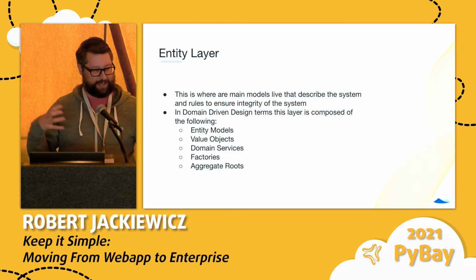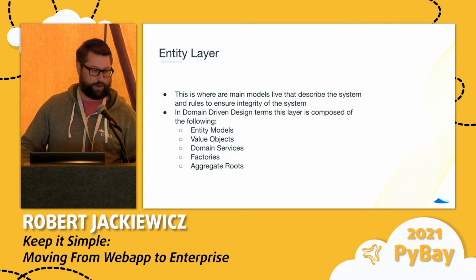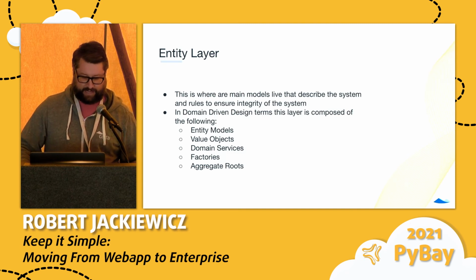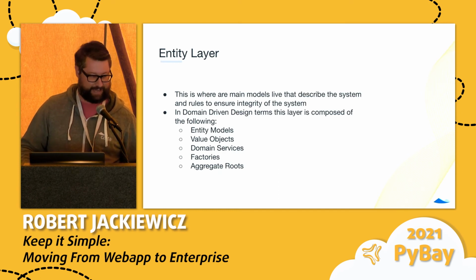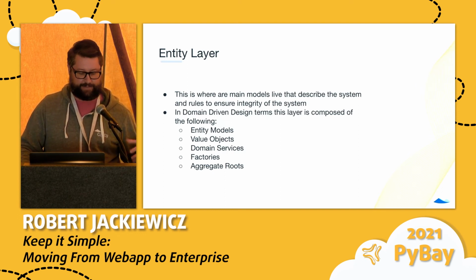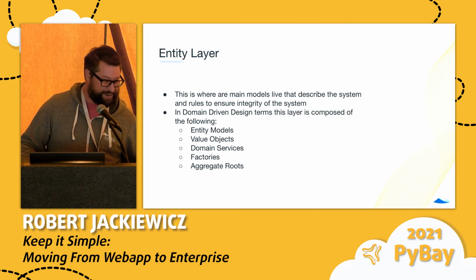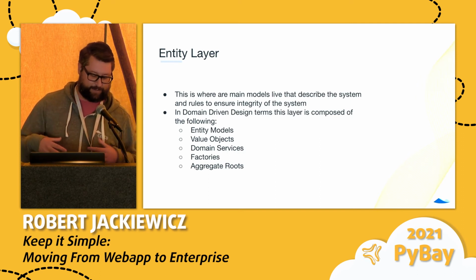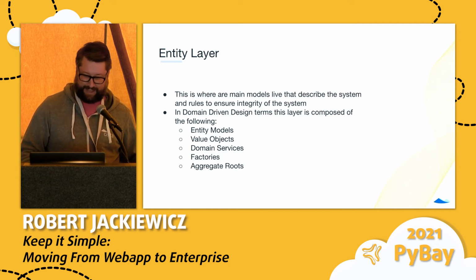So let's talk about a little bit of those layers internally. So we have the entity layer, and this is really where your main models live. And this is where domain-driven design can really, really help. I'm trying to keep it really DDD light for this talk because I could bore you forever with DDD. And in terms of DDD, you basically have inside of this layer also entity models. I know it's confusing because it's the entity layer, but you have entity models, value objects, domain services, factories, and aggregate roots. I'm going to go through them like a lightning talk.